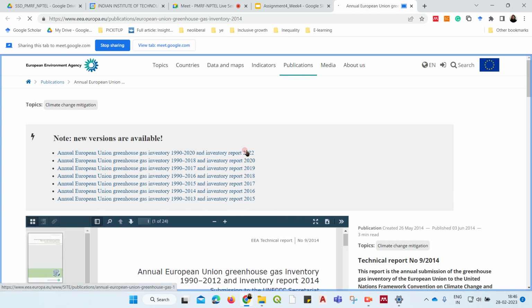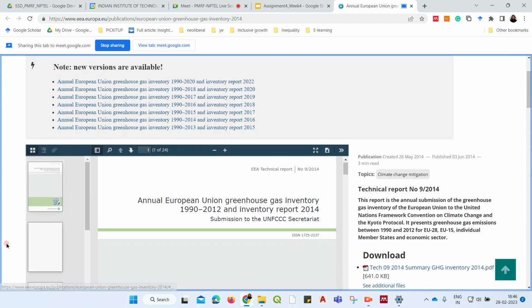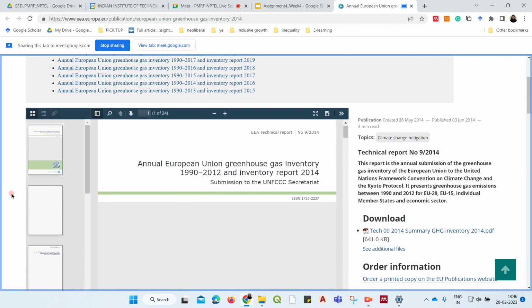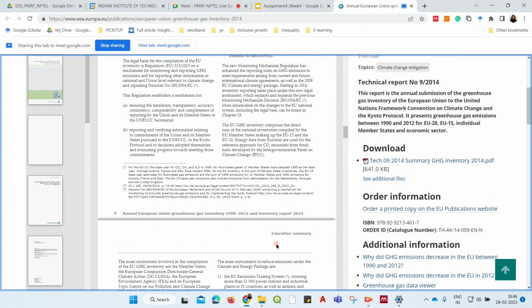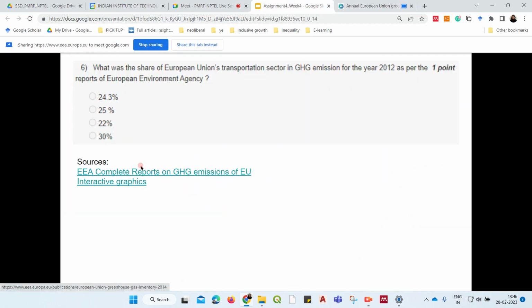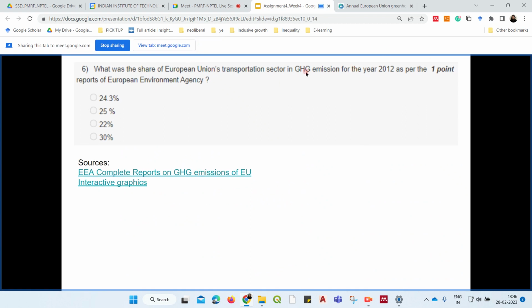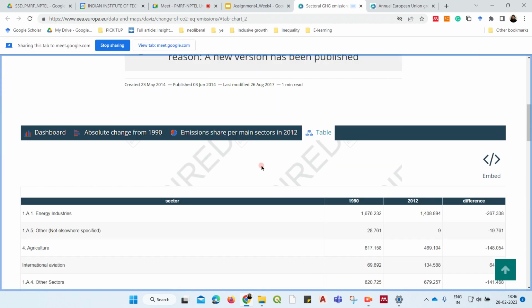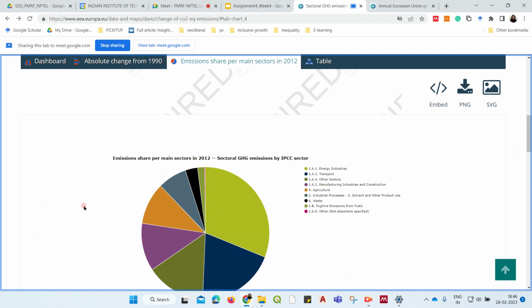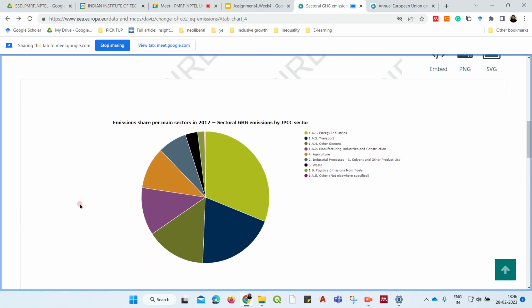As you can see, there are reports for different years. So for 2015, 16, 17, 18 and up until 2022. But this is specifically for 2012. You can see the report which is mentioned here itself. But what they are specifically asking is the GHG emission and share of EU's transportation sector. So you can just go on to the graphics, which can help you see quickly at a glance the emission share.